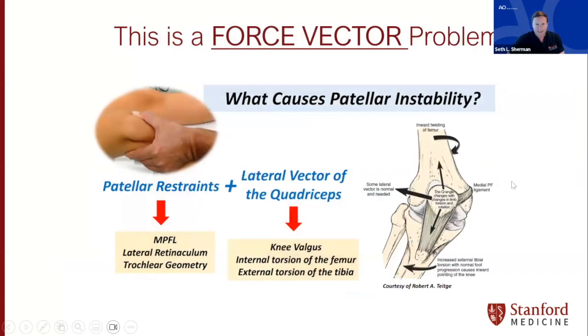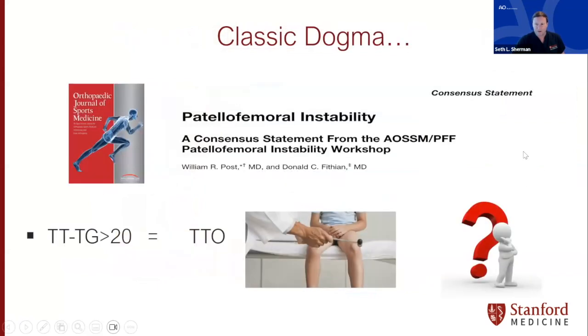As Bob Teitge has taught us and others, this is really a force vector problem. We know we have the patellofemoral restraints, the soft tissue balancing, and the trochlea, but we have many different force vectors acting through and on the patella and the quadriceps, and these can lead to trouble and lead to failure if we don't know our thresholds.